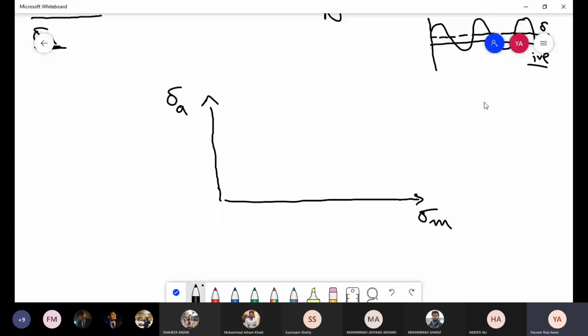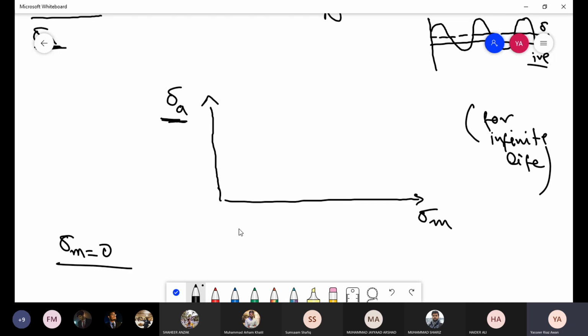So, and I'm doing this for infinite life. So what is the sigma a for infinite life? First we will discuss the case when sigma m is 0. So on this graph we are at this line. There is only sigma a present, that is fully reversible stress.